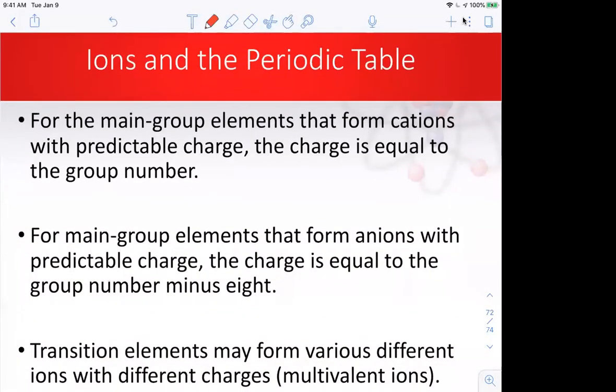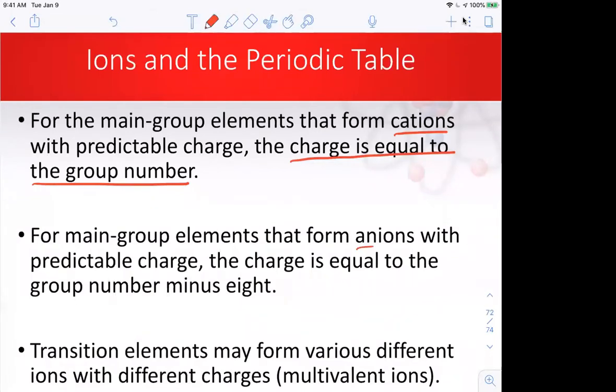So for the main group elements, when I form cations, the charge that's formed is equal to the group number. So if I'm in group 1A, I lose 1 electron, become +1. The charge is a +1. If I'm in group 2A, I lose 2 electrons, become 2+. The charge is equal to the group number.